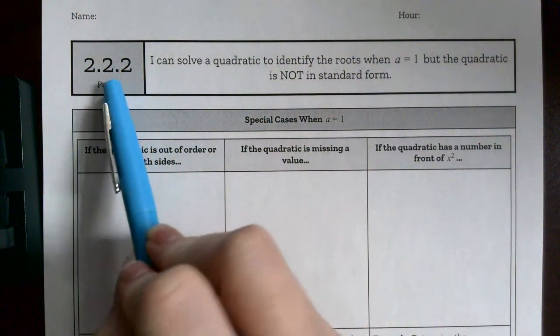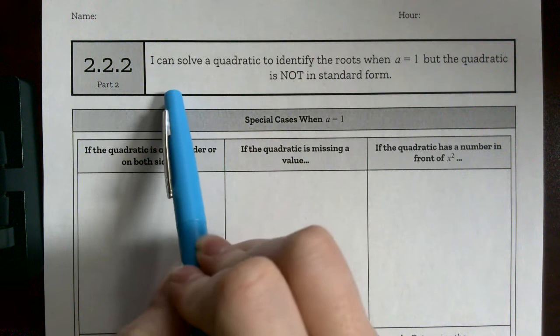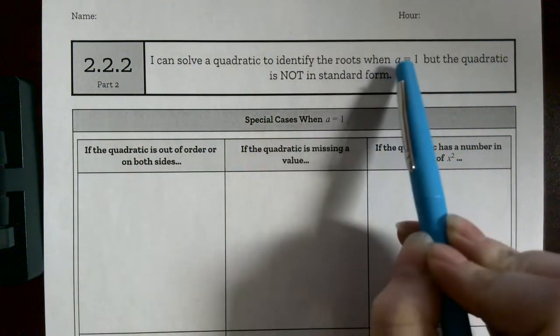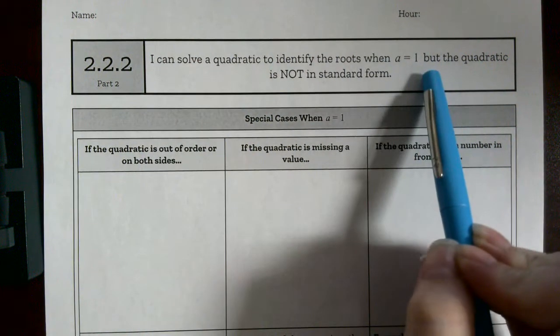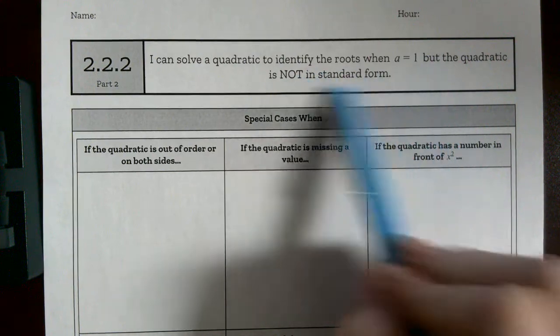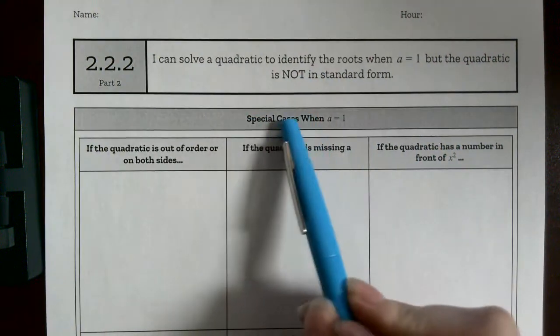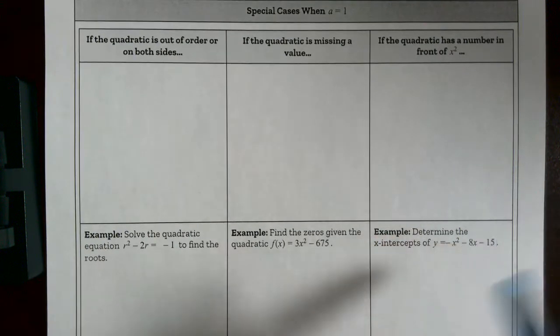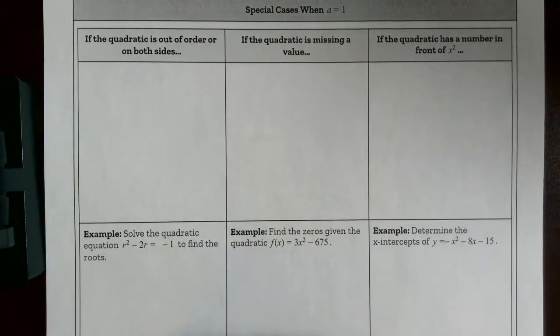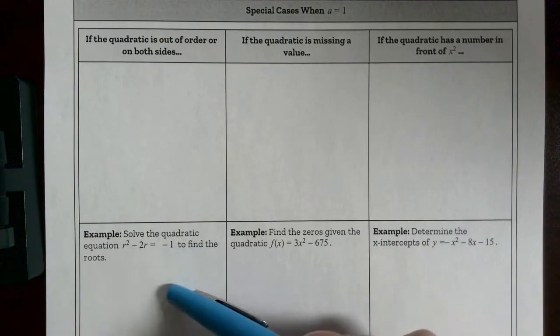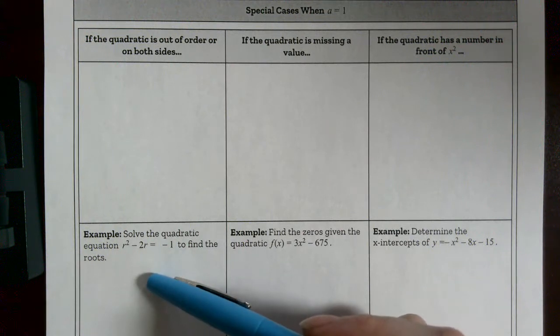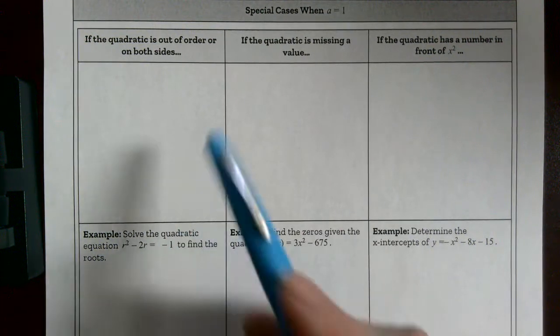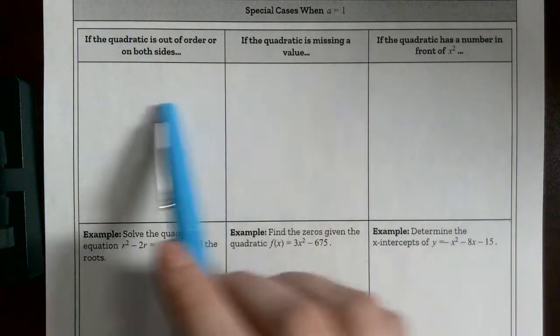Hello, in this video we're going to go through 222, but I'm going to focus on part 2, which we still have a is equal to 1 for the quadratic, but it's going to be more not in standard form. So these are special cases. And I'm not so much going to focus on actually solving the problems, because if you want to see how to do that, you can go to part 1. But I'm going to more focus on how to fix a problem that could be happening.